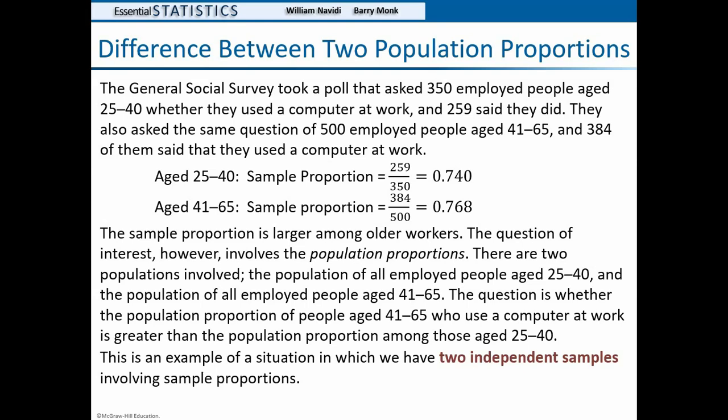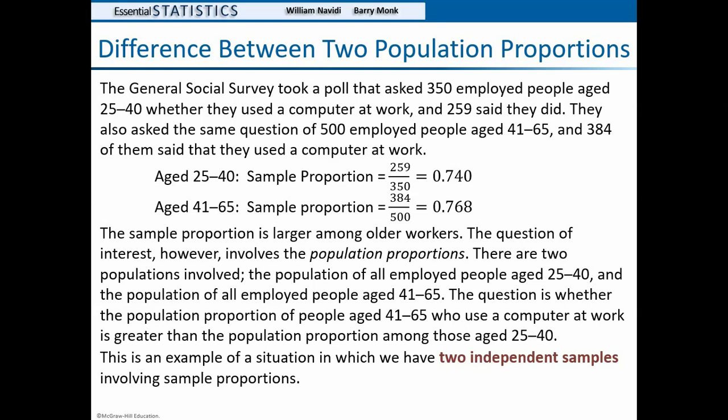So what we're going to ask then, is there really a difference there? 74% and 76.8%. Is it a big enough difference that we can say there's a difference in those age groups that use computers? Is there a difference in the proportions? Or is one bigger, or is it close enough?